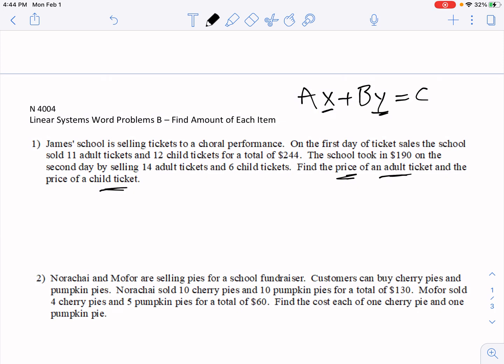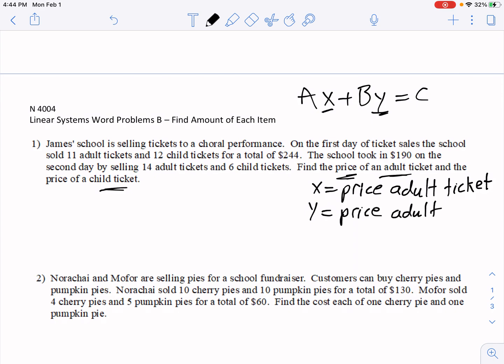Okay, so right away we can already state what this is going to be. If we let x be the price for the adult ticket, and we let y be the price of the child ticket. That's what they're asking us to find: the price of the adult ticket and the price of the child ticket. So we can let x and y be our price of the adult and child ticket.